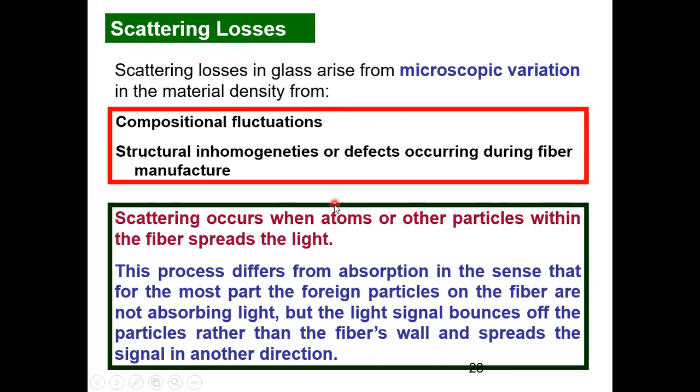Okay, so now let us see deeper into scattering. Scattering losses are again of various categories. So it is an important topic, there can be a separate short note only on scattering loss. Okay, so what is scattering loss? Scattering loss in glass arises from the microscopic variation in the material density.